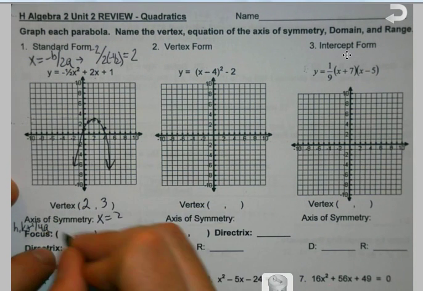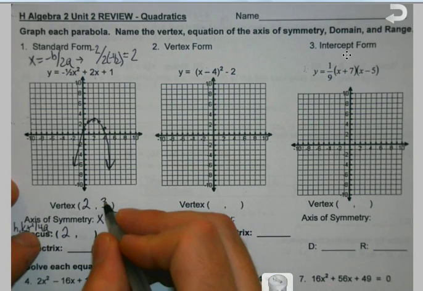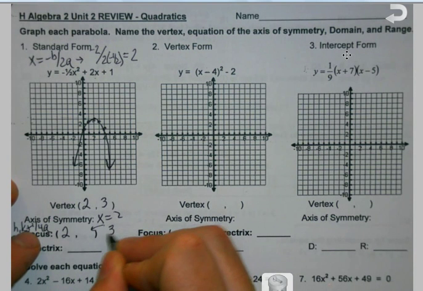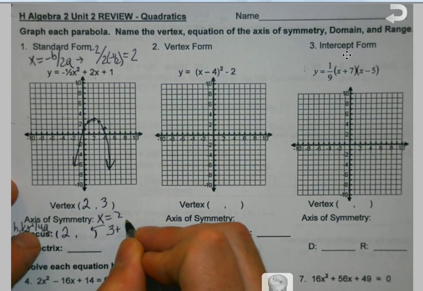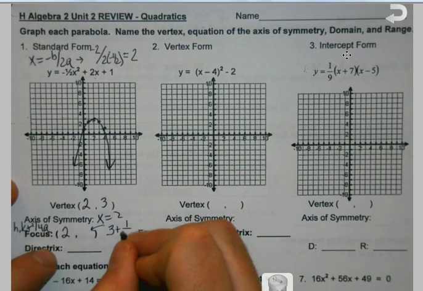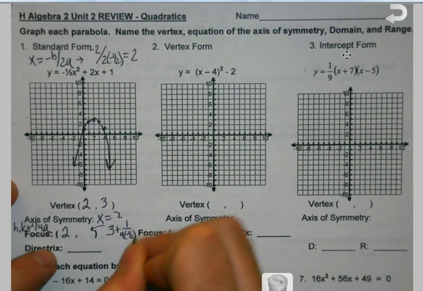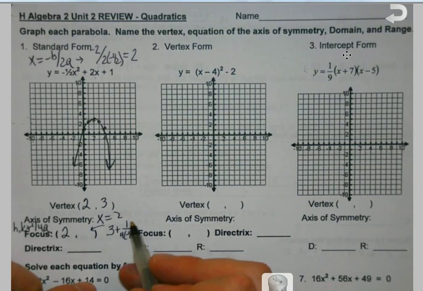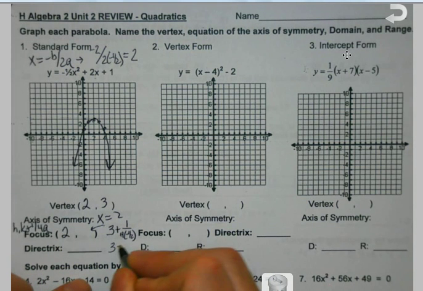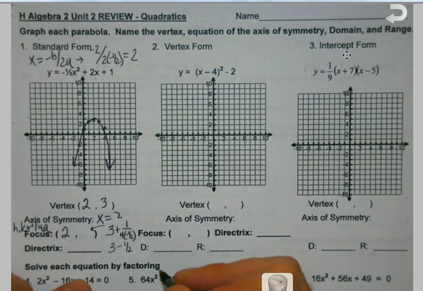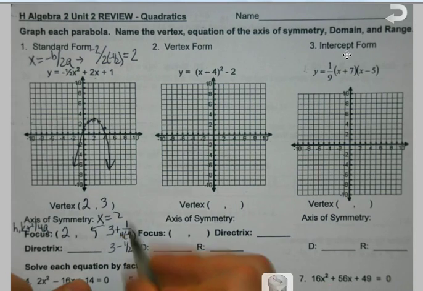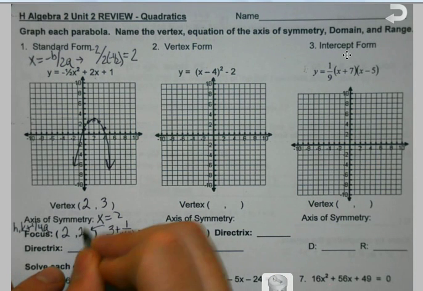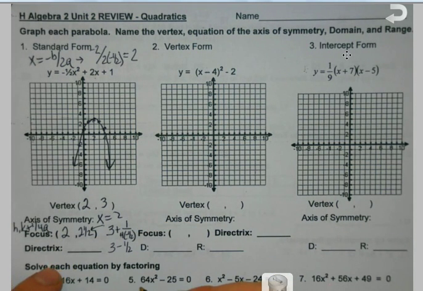So my h, of course, is 2. My k here is going to be 3 plus 1 over 4a. Half of 4 would be 2, so this becomes the equivalent of 3 minus 1/2. Negative 2 would make this 2.5. If you put 2.5, that's okay.